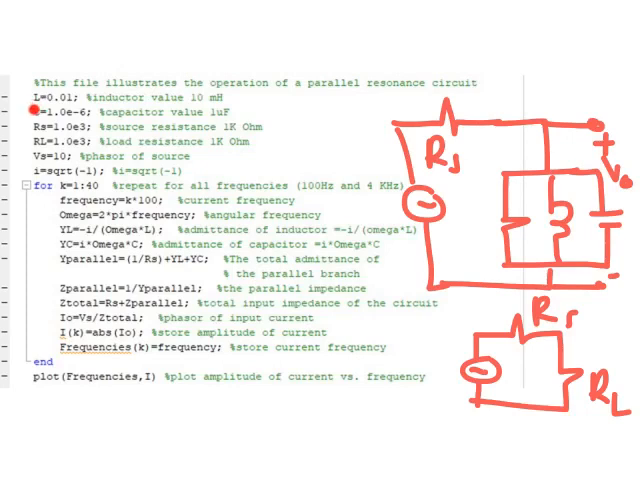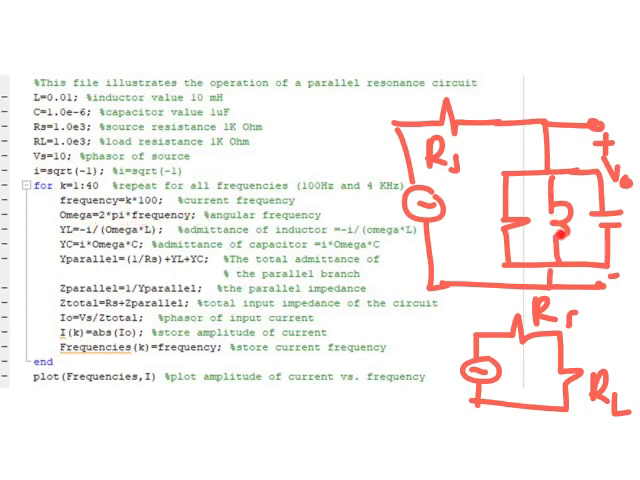I defined the inductance as 10 millihenry, capacitance 1 microfarad, RS 1 kilo ohm, RL 1 kilo ohm. The source is a phasor, amplitude 10 angle 0, with I the square root of minus 1. I repeated the calculation for 40 frequencies between 100 Hz and 4 kilohertz. I calculate the current frequency, which is K multiplied by 100. I calculate omega, which is 2 pi F.